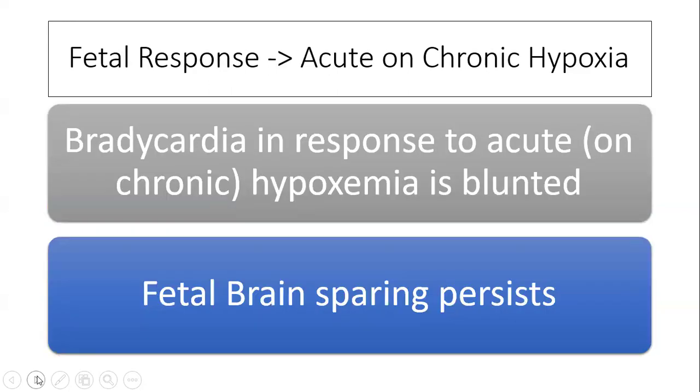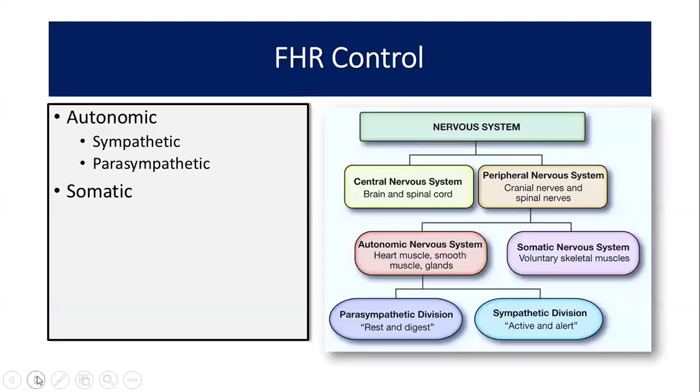Now, when the baby has been hypoxic for a long time, it doesn't even have the strength to mount a decelerative response, and therefore you see a blunted response and a shallow deceleration. So that is all about oxygenation, the baby's response to it, the physiology of why that is happening, and how we see it as decelerations on the CTG trace.